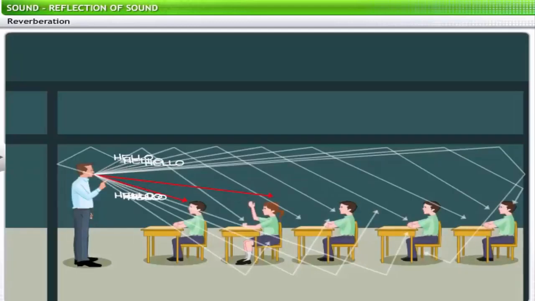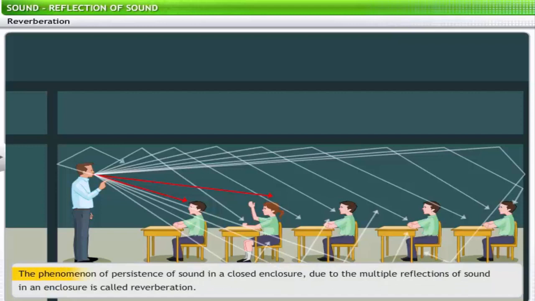The reflected sound is heard until its intensity is reduced to a value where it is no longer audible. Finally, the sound fades off completely. Thus, the observer hears the sound produced by the source persistently till it fades away beyond audibility. This phenomenon of persistence of sound in a closed enclosure, due to the multiple reflections of sound in an enclosure, is called reverberation.